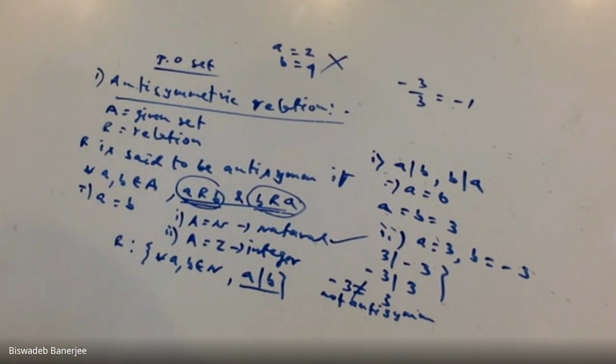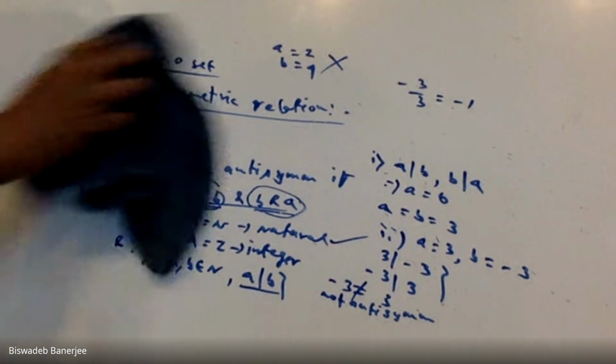Like this, you can check for any given set whether it is antisymmetric or not. This division example is very, very important. So this is my last important concept from relation. It is antisymmetric. Now we shall solve some important questions which will be very, very useful for Calcutta University and any other university exams.